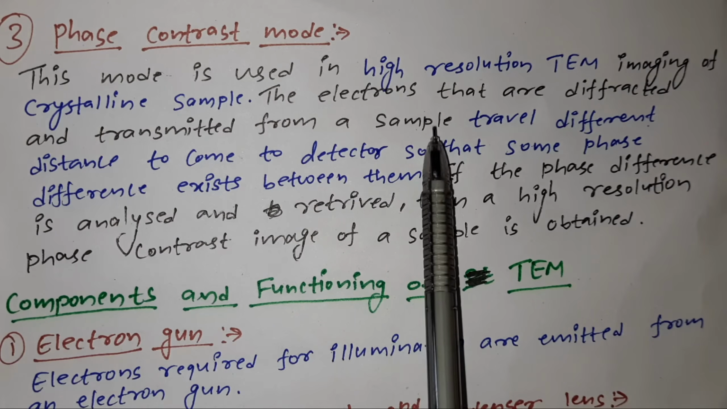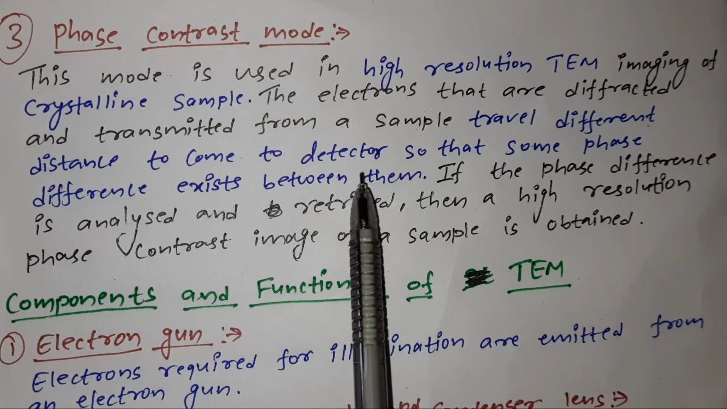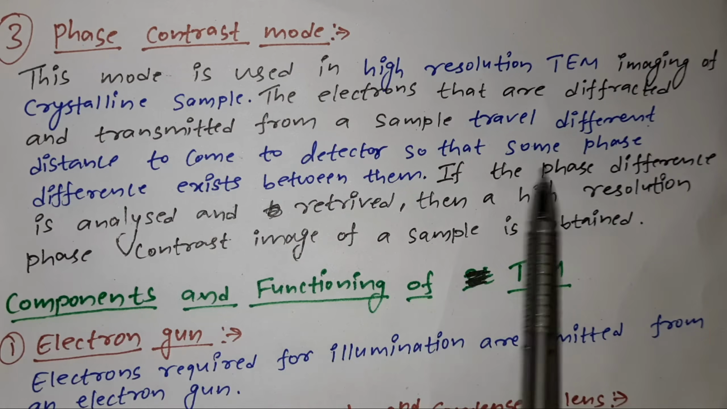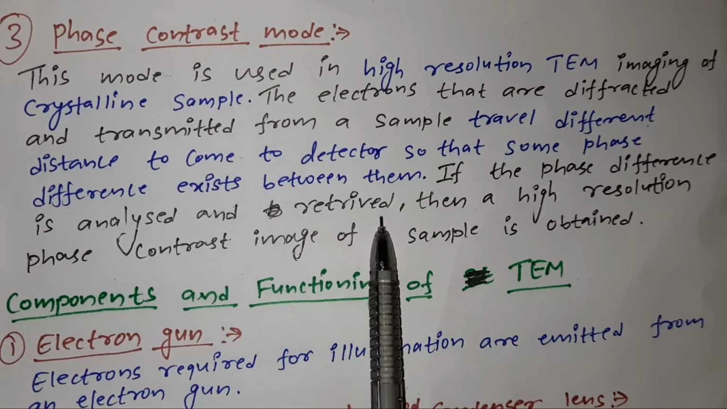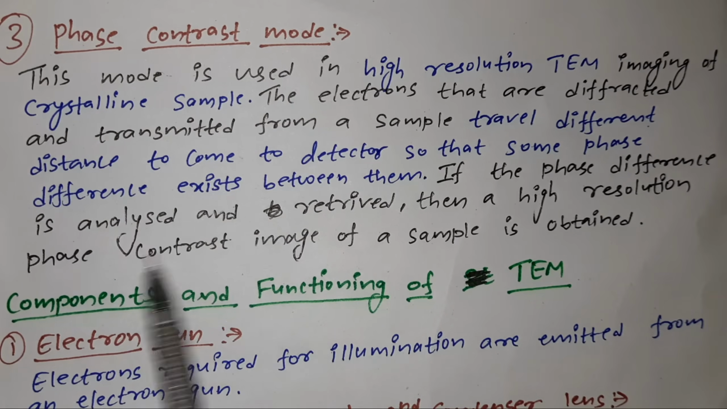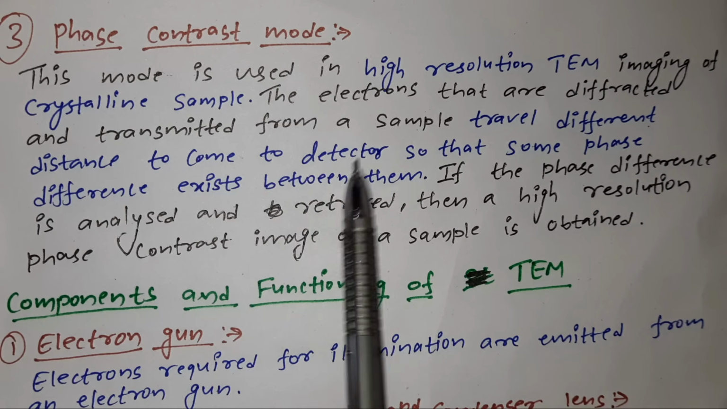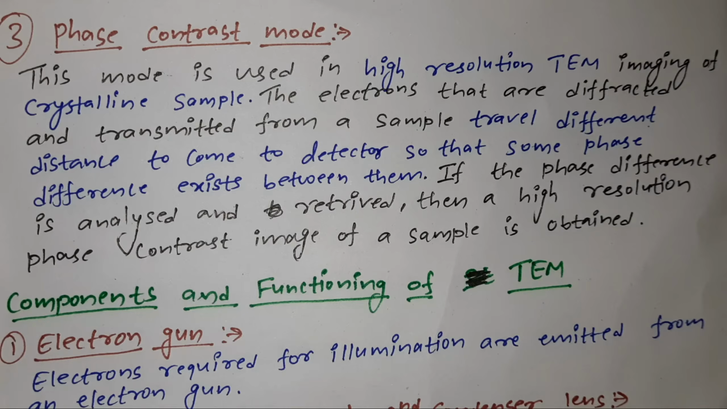Obviously, if there is sample, then they will take more time, and if there is no sample, then they will take less time. If the phase difference is analyzed and retrieved, then a high resolution phase contrast image of the sample is obtained, that is, the topography of the image can be obtained by measuring the phase difference of the electron beams.